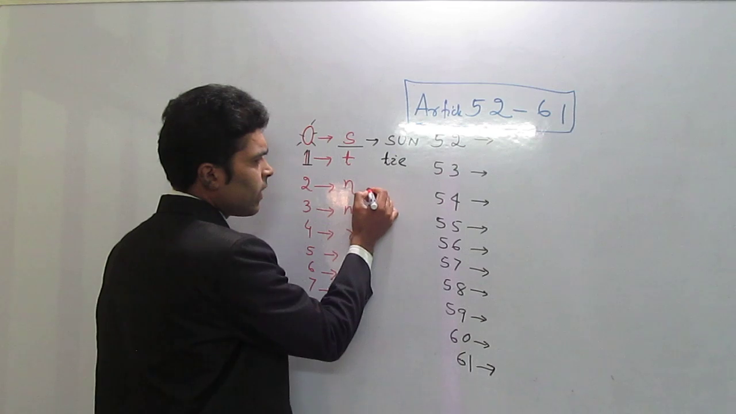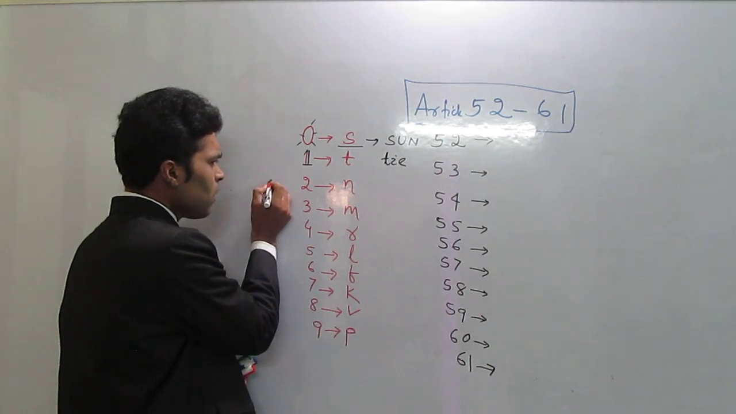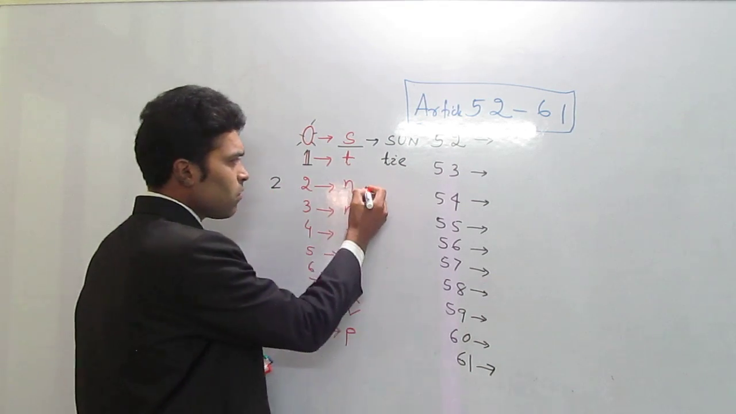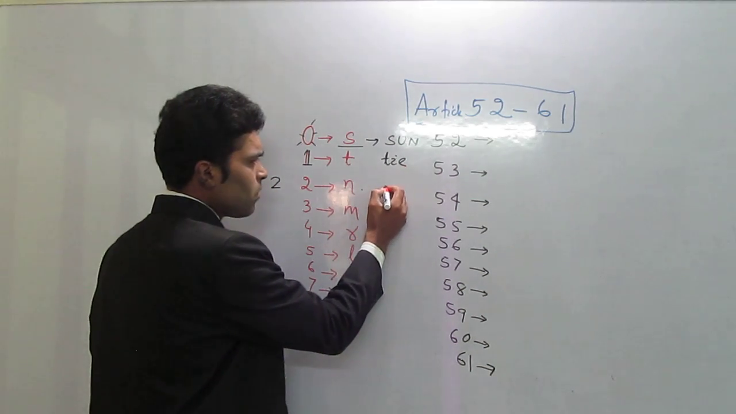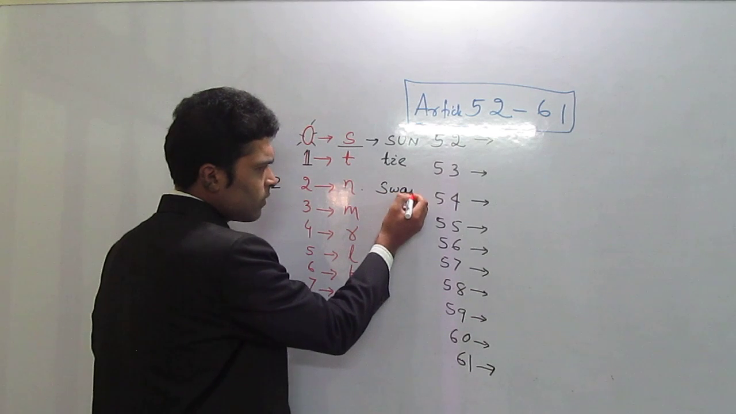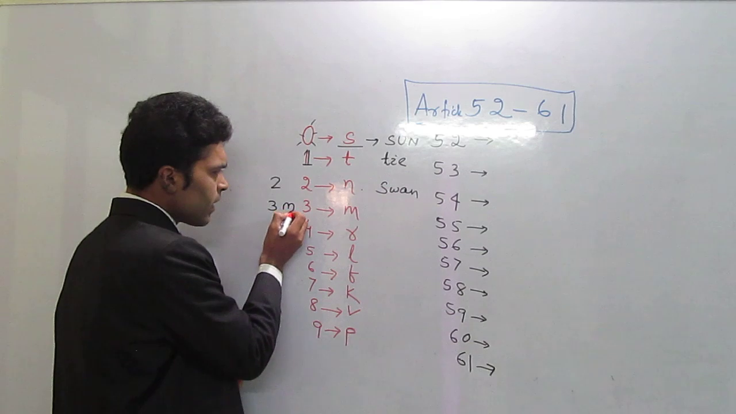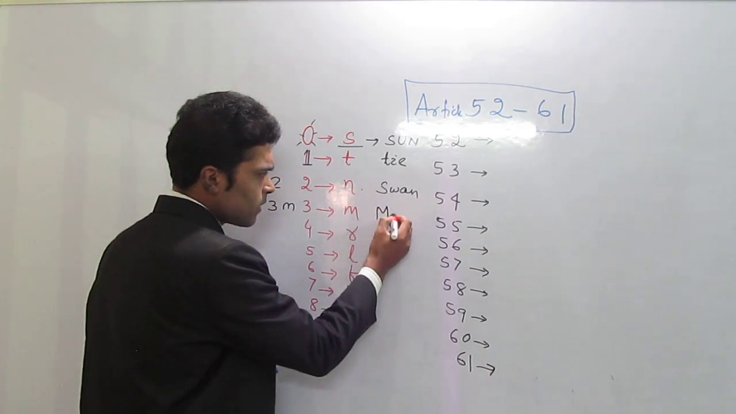For 2, I have taken N, because if you look at 2, you will see it is looking like N if you reverse it. So I have made it a word, swan. For 3, if you see 3, that is looking like M. So for M, I will take mother.